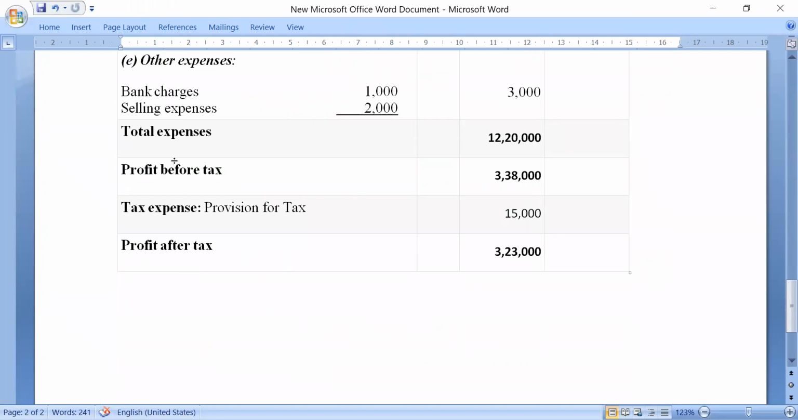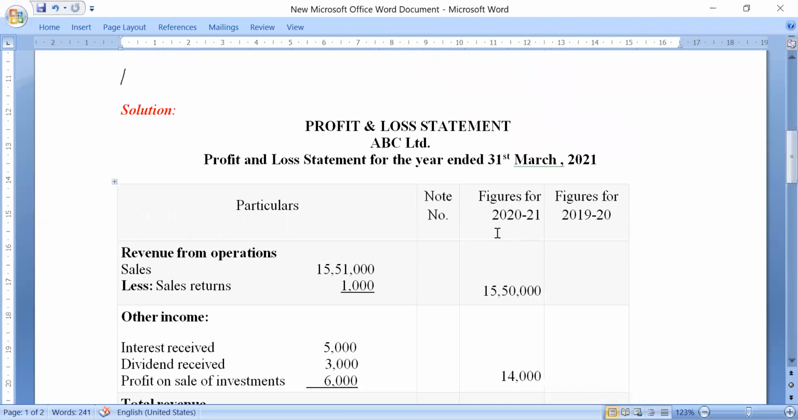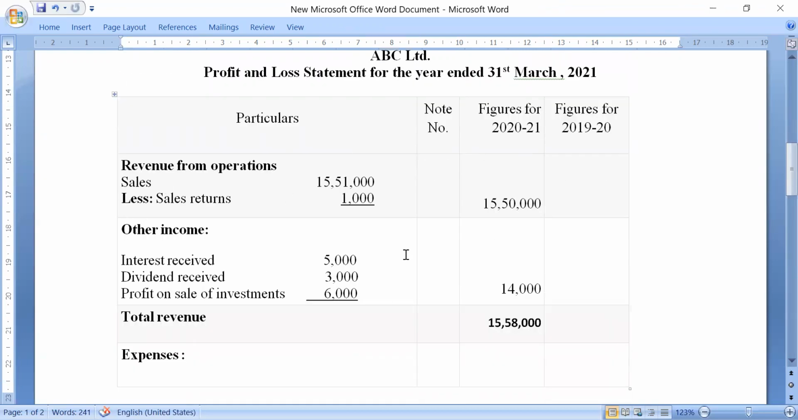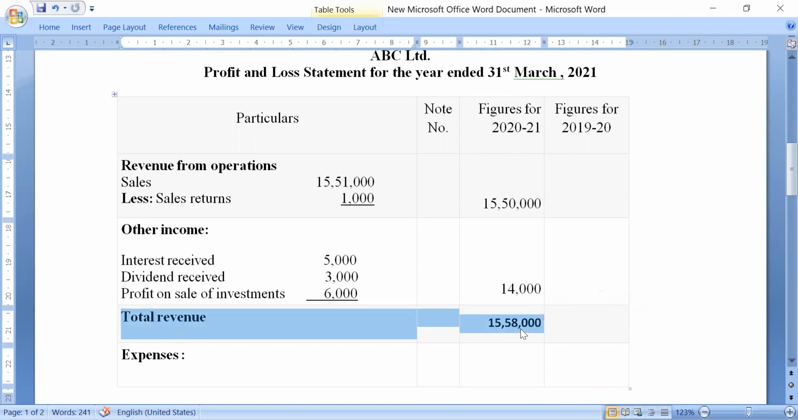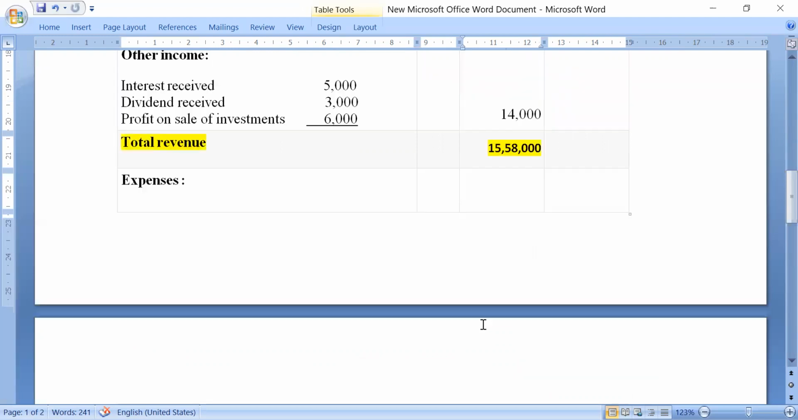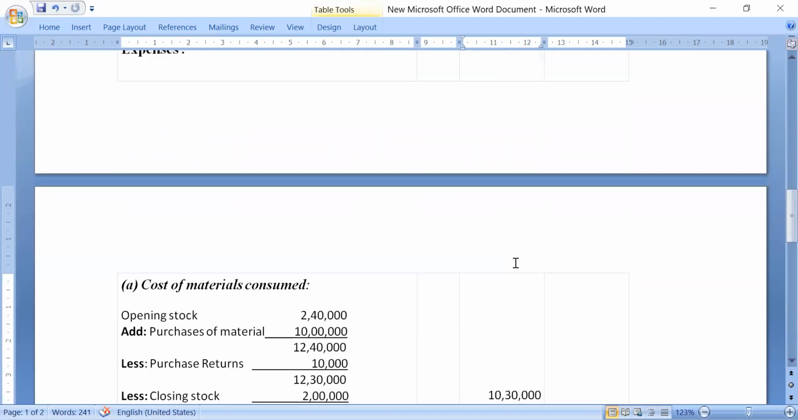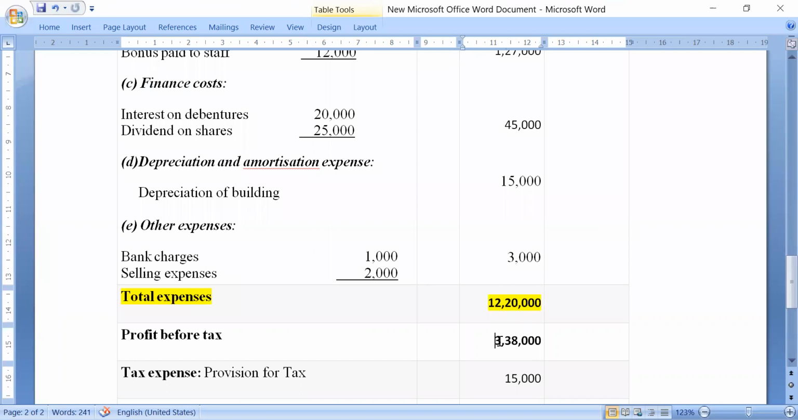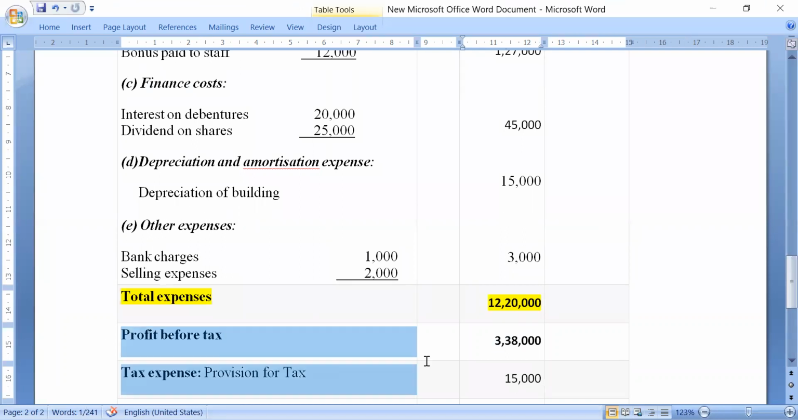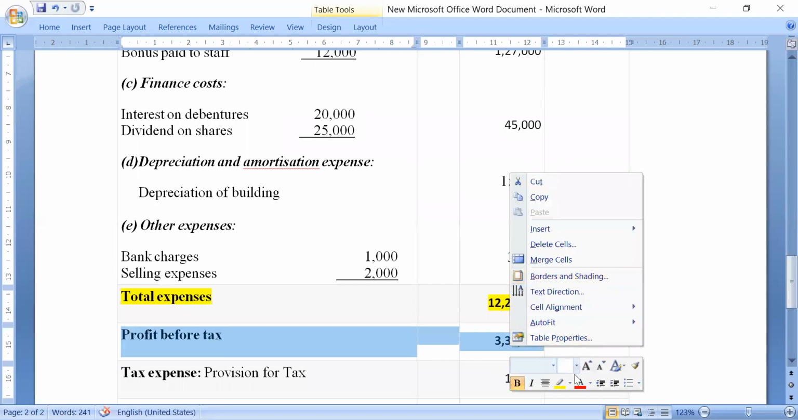You see this part. Total expenses we had found out. Then you see revenue from operation and other income. These 2 totals become total revenue. And then expenses, we wrote all the items, and then we found out the total expenses. Then the difference of these 2 will be profit or loss. Since the revenue is more than the expenses, the difference is profit before tax. So profit before tax is 3,38,000.